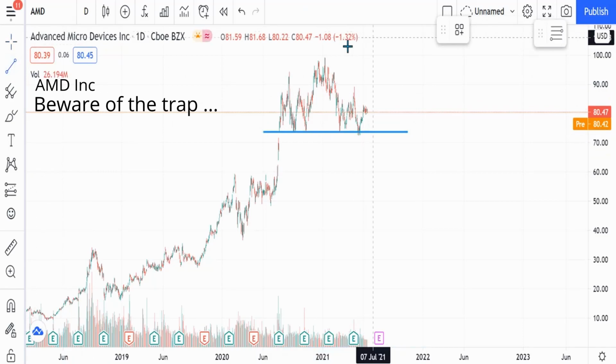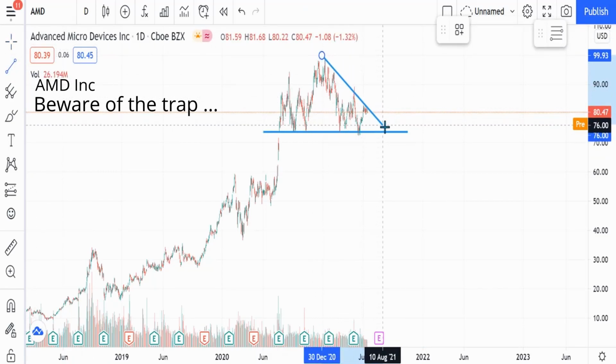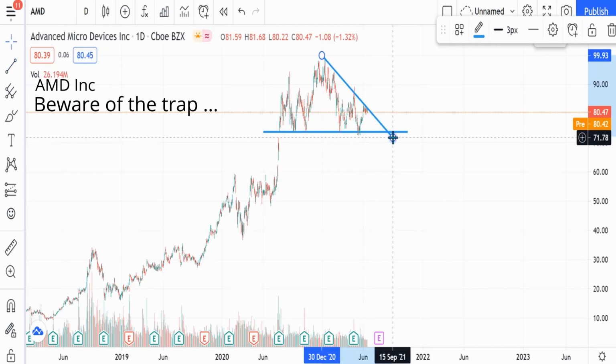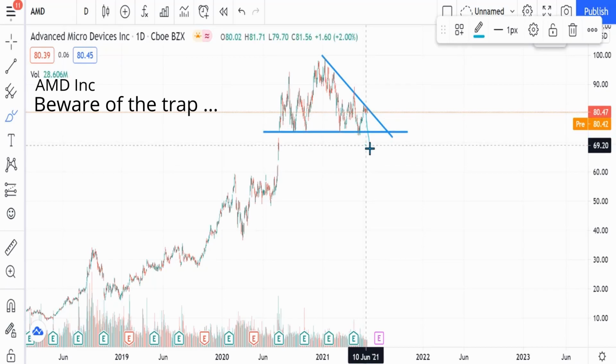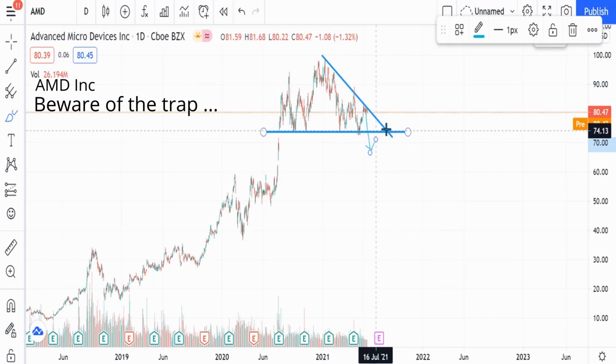Another thing you must notice is that this stock, AMD, is forming a triangle, a descending triangle. Some of you may know this pattern, and those of you who have learned about chart pattern analysis know that it is quite dangerous if the stock goes below this particular line, because that signals a downturn, right?